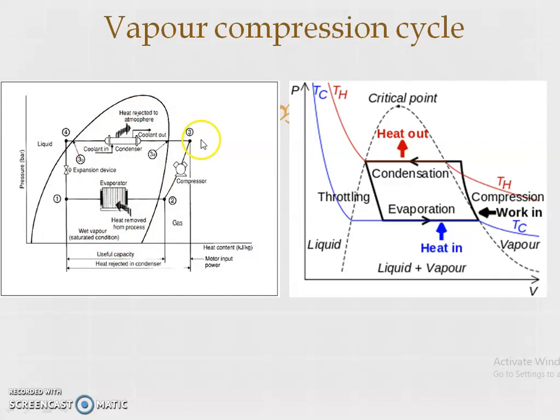After that, the process from 2 to 3 is the compressor process. Here the low pressure vapor enters the compressor, and after compression it goes to the superheated region. This region is superheated vapor, and this region is saturated liquid. This is process 2 to 3. After the compression, the high temperature and high pressure vapor goes to the condenser, as clearly shown in the pH diagram.